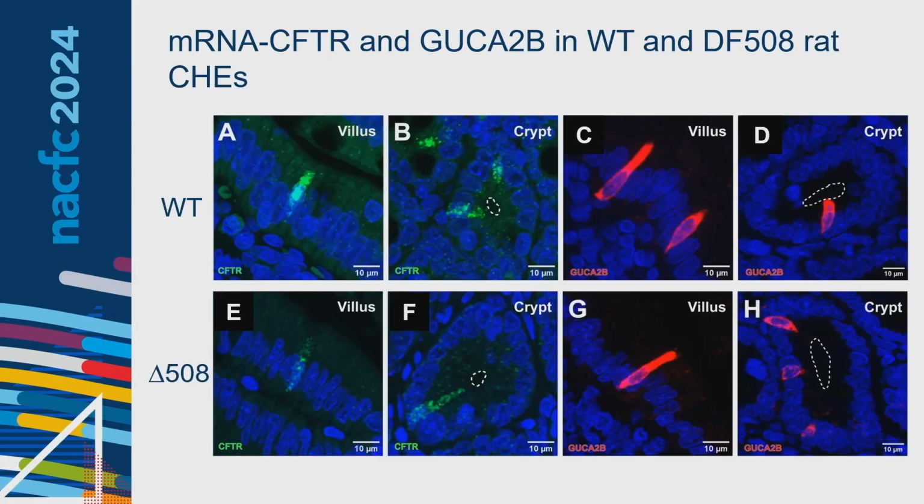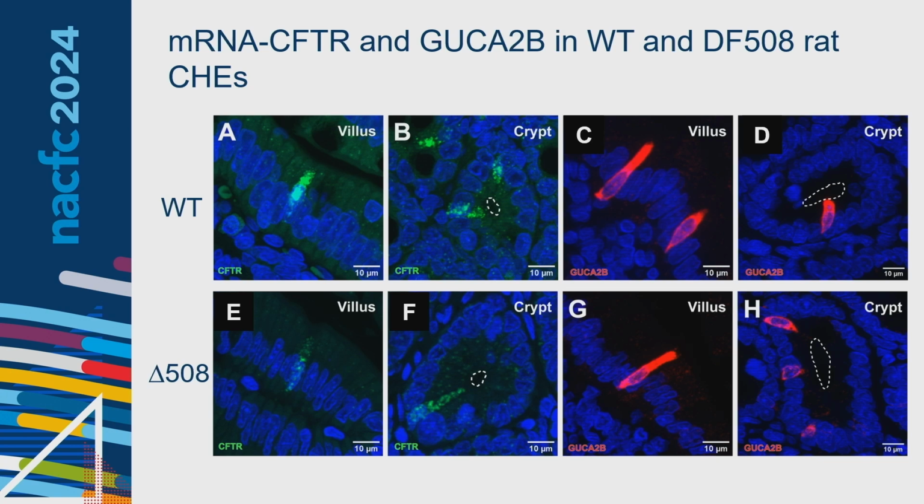Anyway, so the relevance of these cells to CF is really unknown because of the lack of these cells in mice. So we were fortunate to get rat tissues from our collaborators in Adelaide. These rats were generated with the DF508 mutation, and also we got knockout rats. And we used the tissues to do in situ hybridization studies looking at CFTR and GUCA2B.